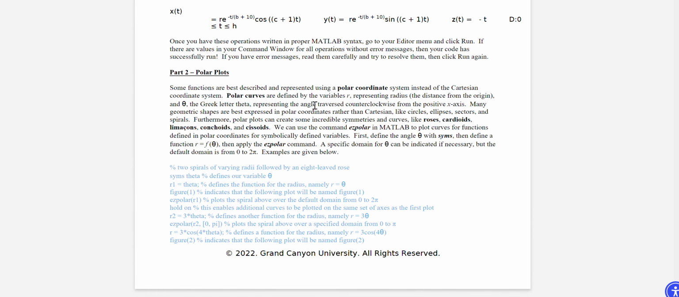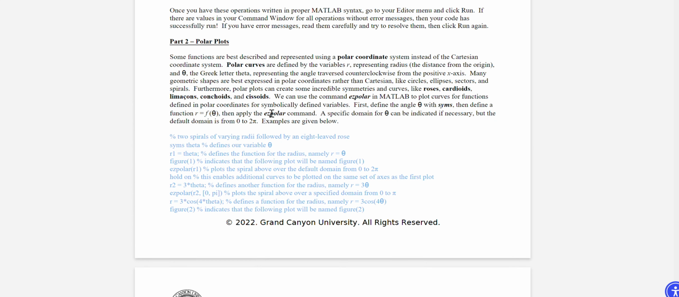Some functions are best described and represented using polar coordinate systems, which we've talked about in class, instead of the Cartesian coordinate system, right? So r and theta instead of x and y. Polar curves are defined by the variable r representing the radius, that's what I just said, and theta, the Greek letter theta, representing the angle traversed counterclockwise from the positive x-axis. Many geometric shapes are best expressed in polar coordinates rather than Cartesian, like circles, ellipses, sectors, and spirals. Furthermore, polar plots can create some incredibly symmetric curves like roses, cardioids, limaçons, conchoids, and cissoids.